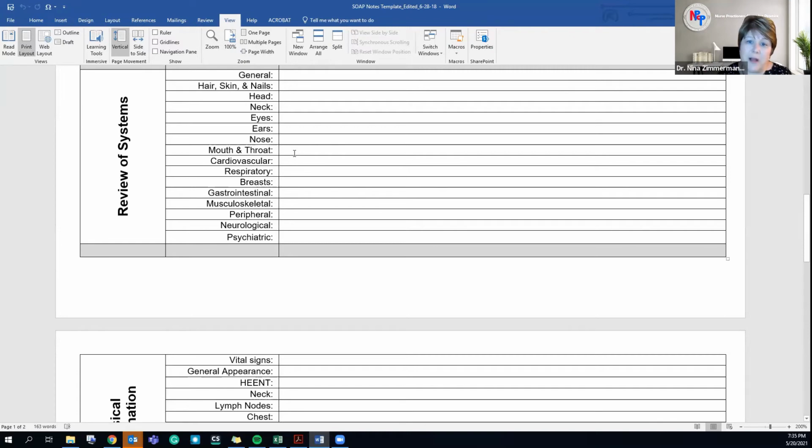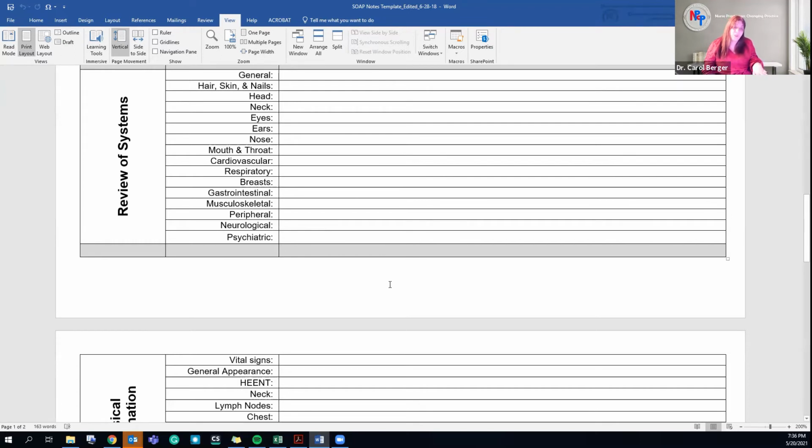Denies difficulty swallowing. Denies runny nose, or presence of a runny nose. You could say, yeah, I'm running a fever. You could say, I feel a little tightness in my chest. I'm feeling a little wheezy.